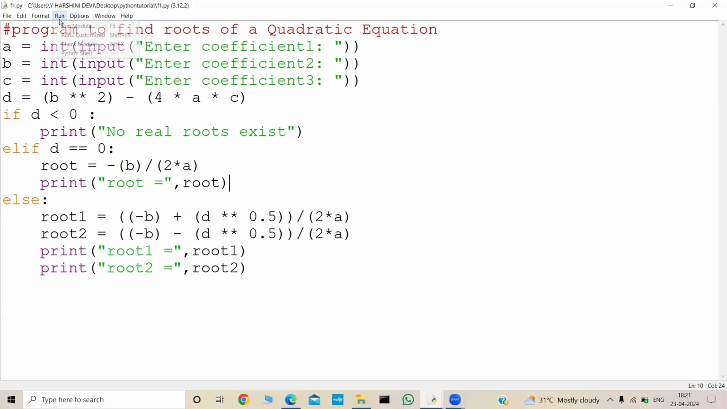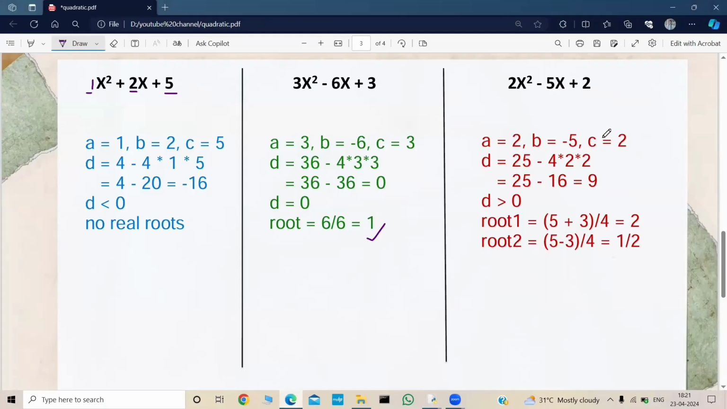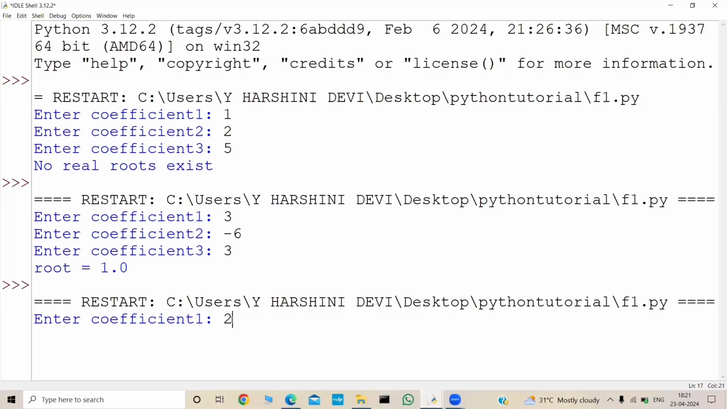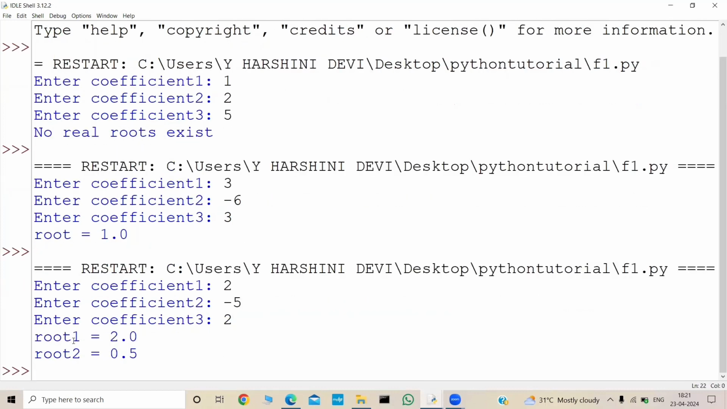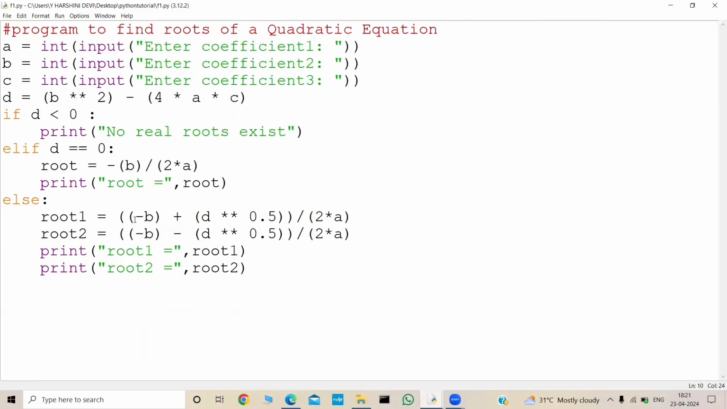And now let me run this program again. This time I'll give 2, minus 5, 2. 2, minus 5 and then 2. So if you see, the root 1 was 2.0 and root 2 was 0.5, right? That is what we got. If we do 1 by 2, then we'll get 0.5, right? In this way, we will write a program to find roots of a quadratic equation, guys.